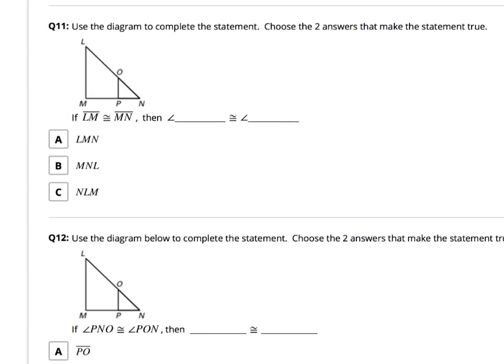Okay, here in number 11, we're going to use a diagram to complete this statement. We're going to fill in the blanks. Choose 2 answers that make it true. So 2 of these 3 go in here. We have 2 blanks, so we need to choose 2 of them. So it tells us that LM is congruent with MN. Okay, so these whole sides here are equal to one another.